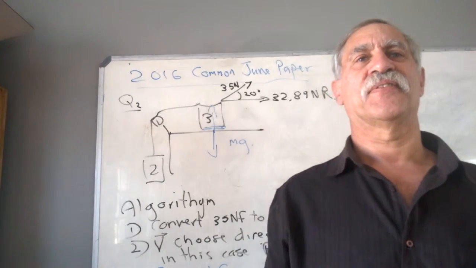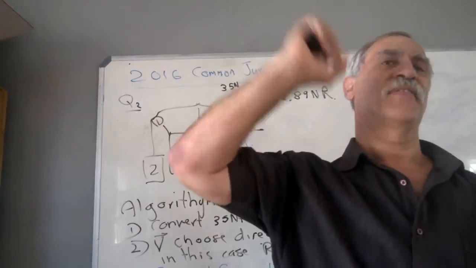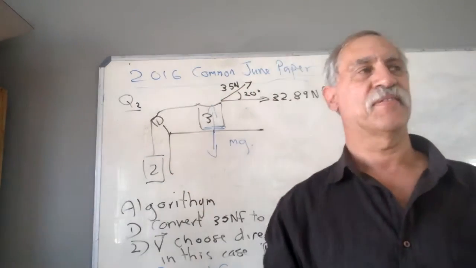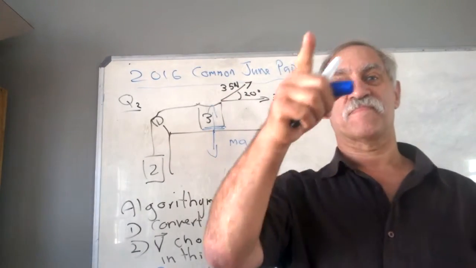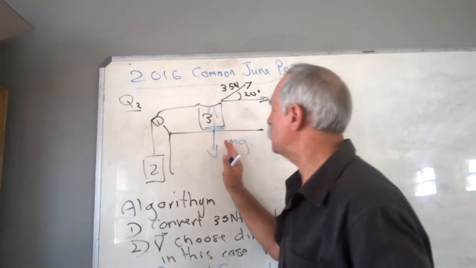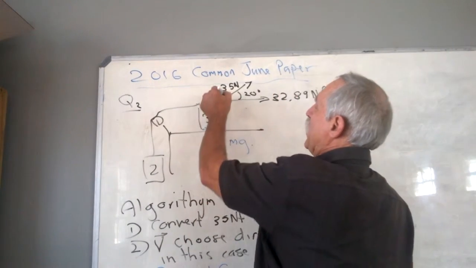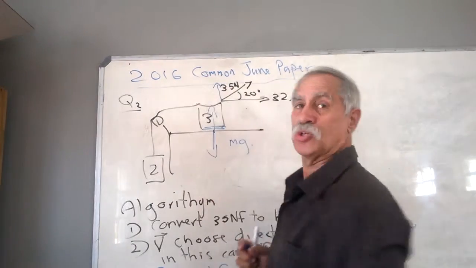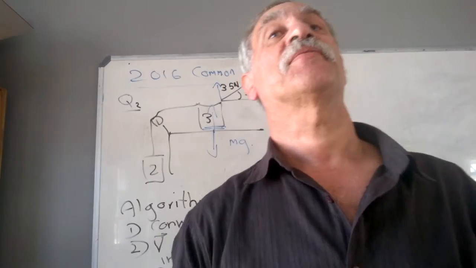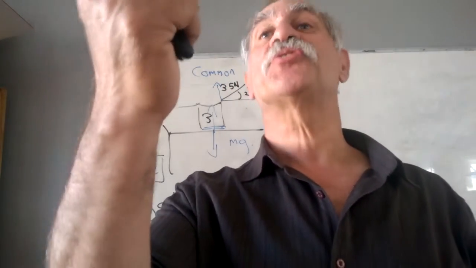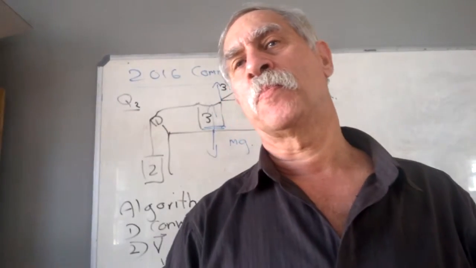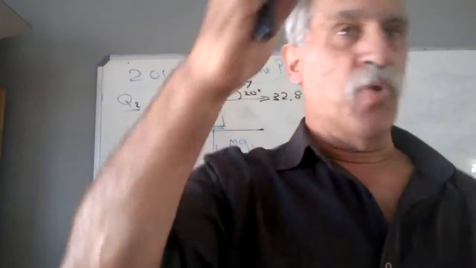What was the catch with this? Do you remember from yesterday? It's not just mg. Is there a vertical component to this that's also pulling it up as well as pushing it down? So we've got to take that into account. That's the only thing that complicated this problem. Then we worked out the friction.